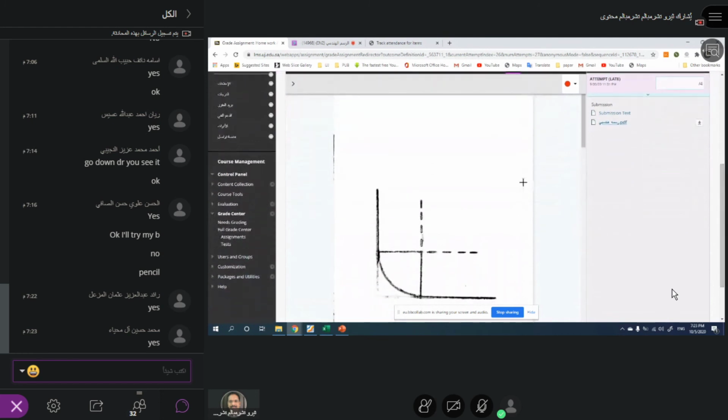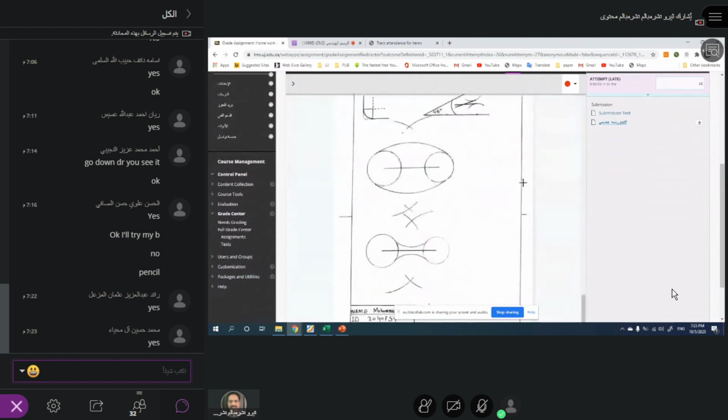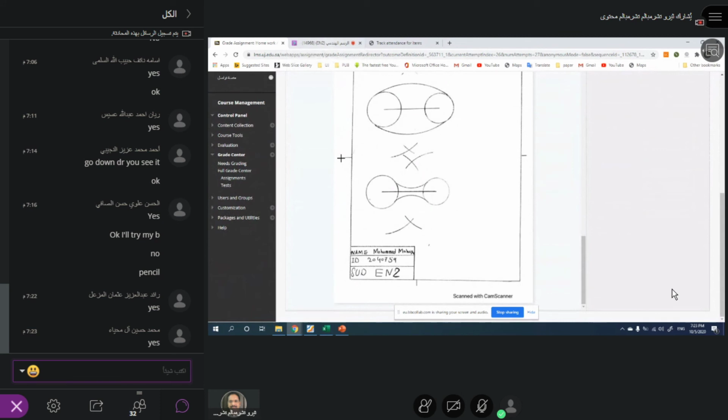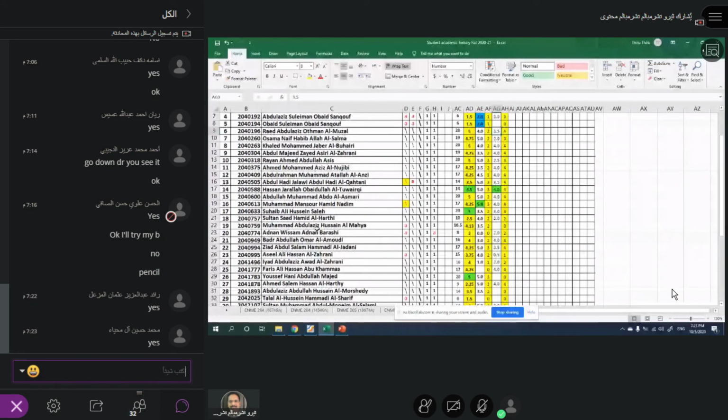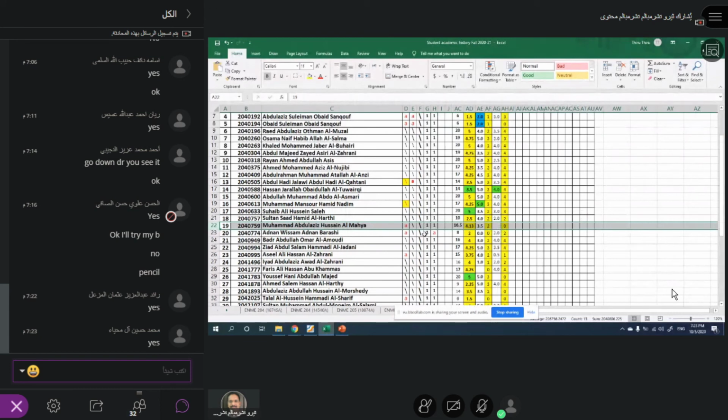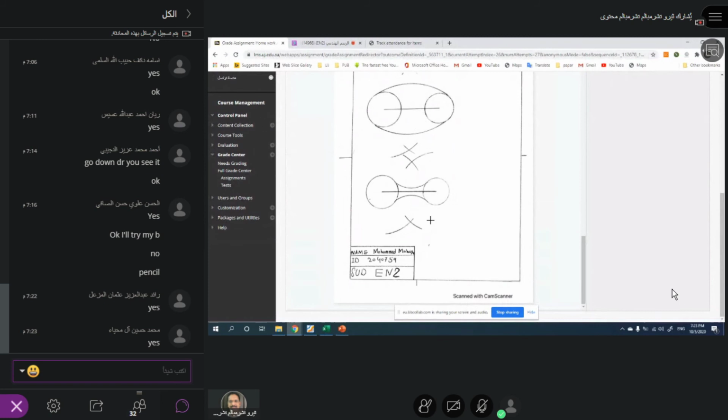See, this is the number. What is his name? His name is Muhammad Mohaya 759. Muhammad Abdulaziz Hussain Al Mahia. Okay. Mahia, so don't do it like this. You should always make the landscape like this and then draw this. Okay. And this is wrong.